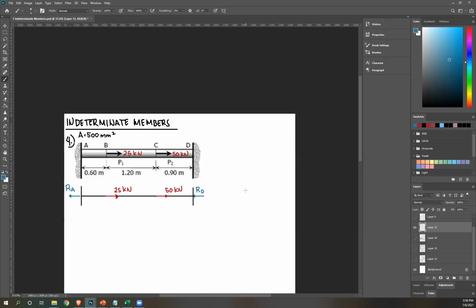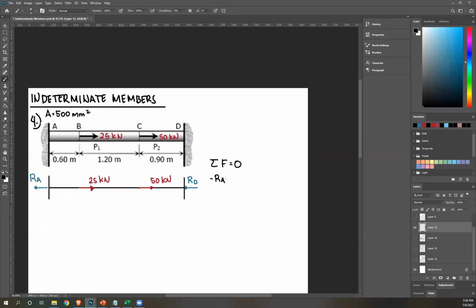You can create an equation. So summation of forces equals 0, negative RA plus 25 kilonewton convert to newton, 25 times 10 raised to 3 plus 50 times 10 raised to 3 minus RD equals 0. Simplify. Okay, transpose RA and RD to the right. Becomes positive. So RA plus RD, and then 25 plus 50 is 75,000.